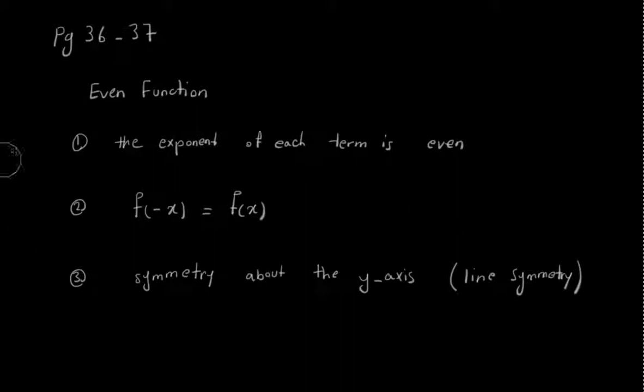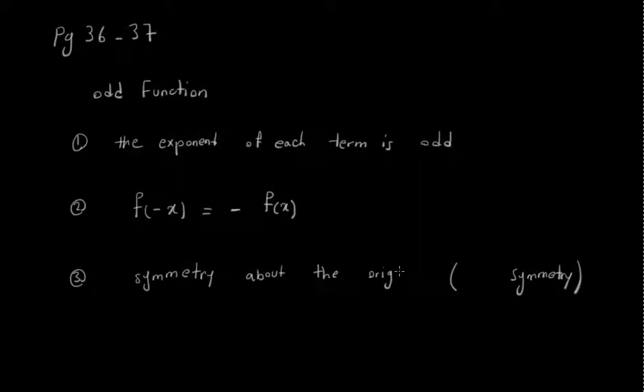Now, this was for even. So the differences between even and odd would be the exponent of each term for an odd function is odd. This time f of negative x is going to be equal to negative f of x. And we have a symmetry about the origin, which is a point, so we have point symmetry.